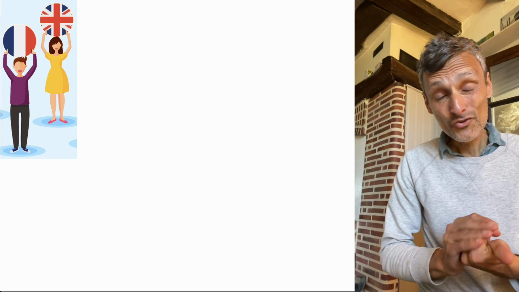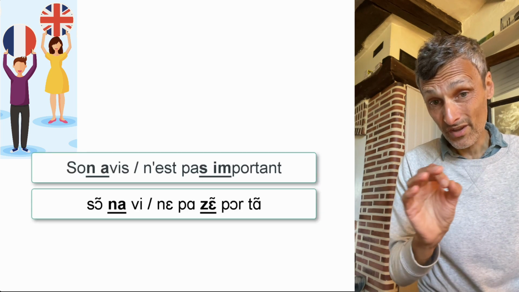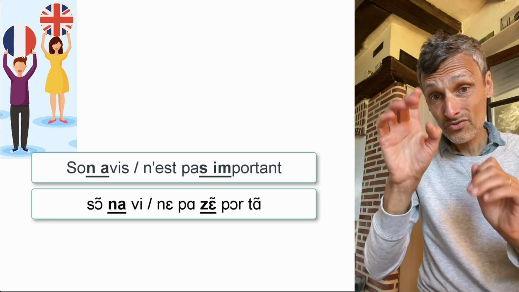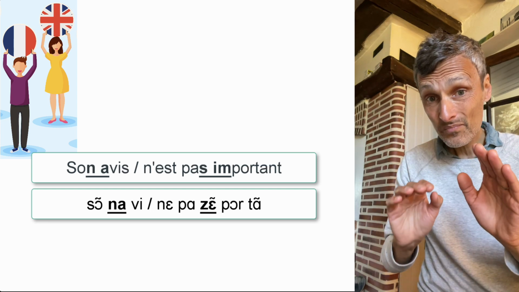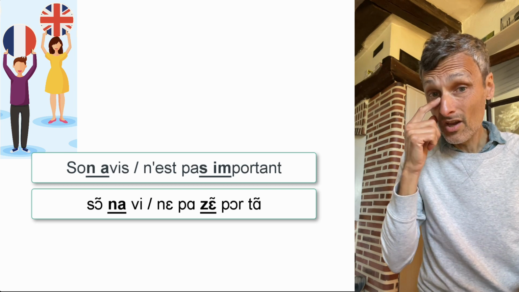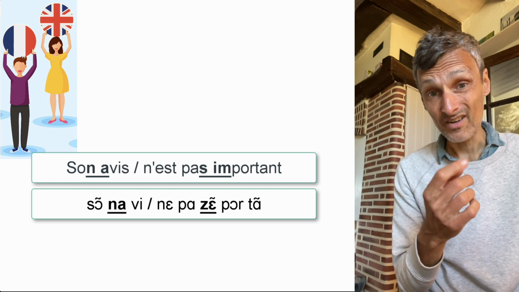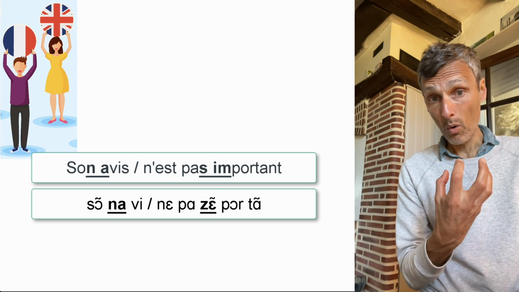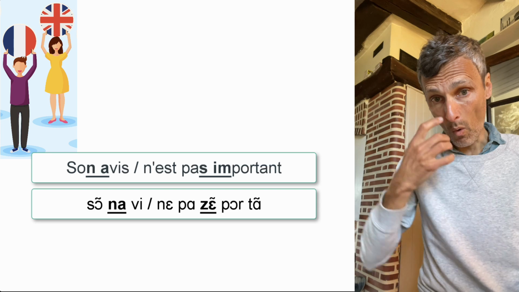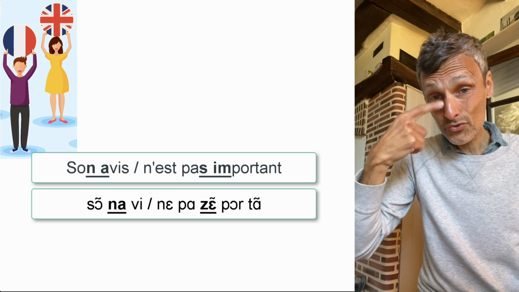Okay, another thing which is really important in French is la liaison. La liaison. So, the liaison in this sentence: son avis, it's "son-avis." It's not "son avis," no. It's son, you can make an O sound to start. And then son avis.